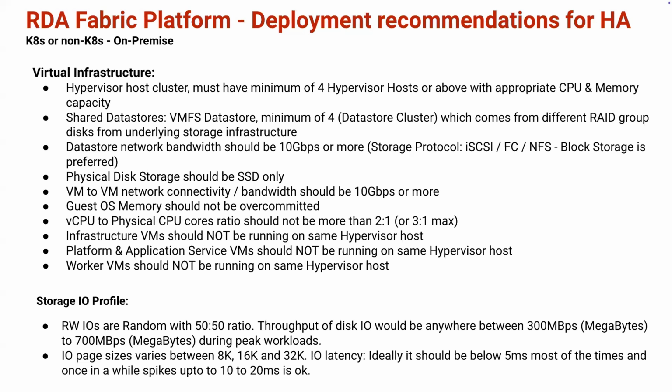IO page sizes vary between 8K, 16K, and 32K because of the nature of the different database technologies we use. When it comes to IO latency, most of the time it can be 5 milliseconds, or sometimes it can reach 10 or 20 milliseconds. But beyond that, it can severely impact the application performance.